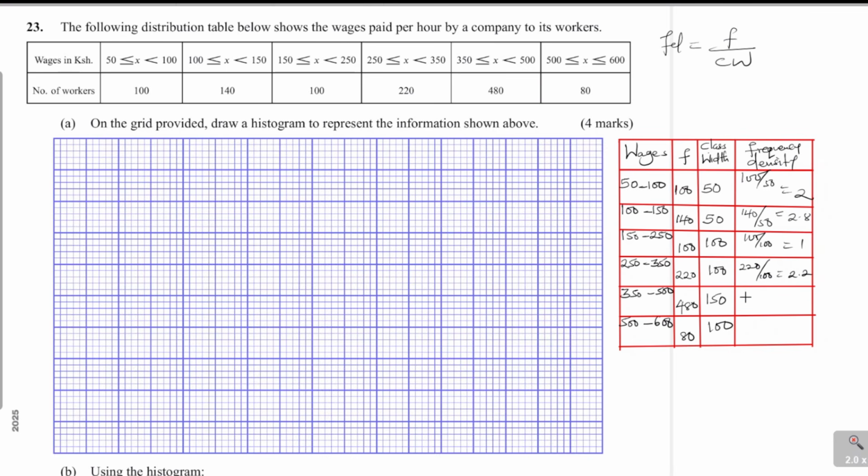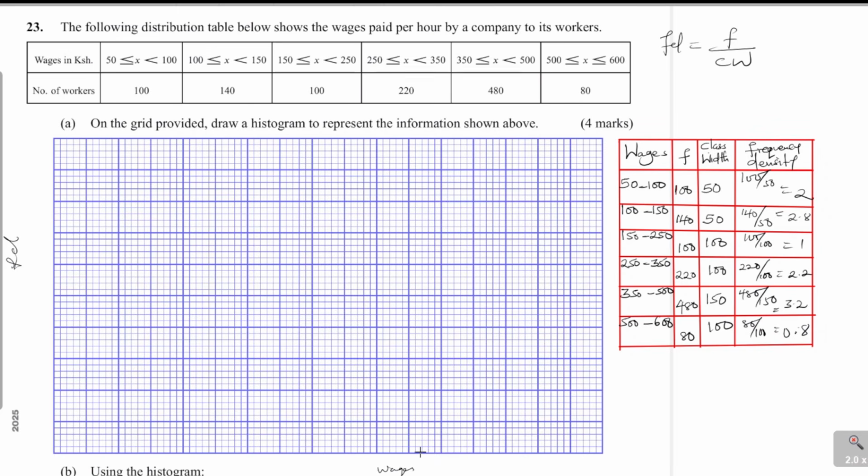Then the next is 480 divided by 150. That gives 3.2. The next is 80 divided by 100, and this will give 0.8. So that is the column that we needed: frequency density. That is what will come here on the y-axis. So we have frequency density there, and then on the x-axis, we shall have the wages.